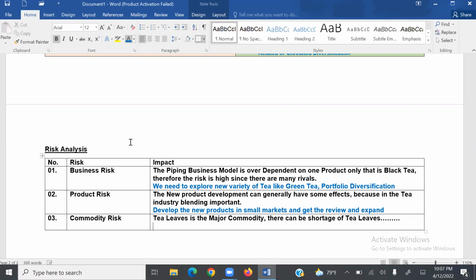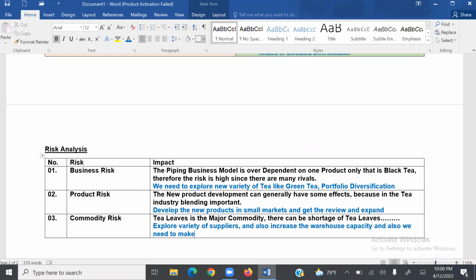So the mitigation strategy is explore a variety of suppliers, and also increase the warehouse capacity. What do you think, Monica? Yes or no? Increase the warehouse capacity. And also we need to make sure we invest in research and development.